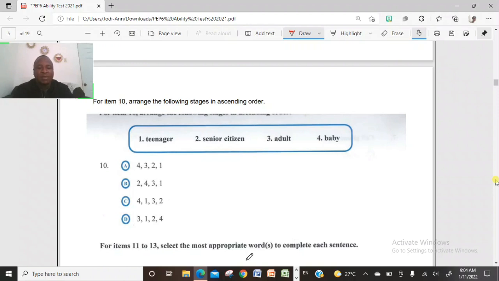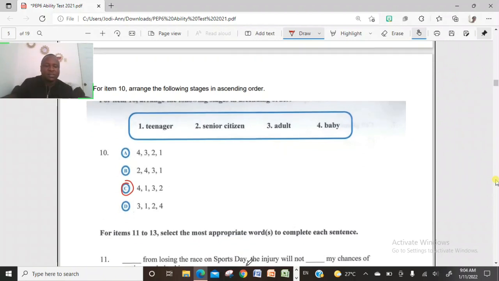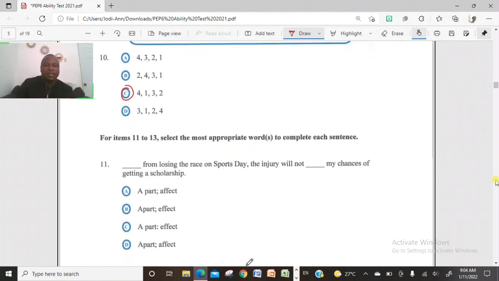So we can eliminate B and we can eliminate D. After baby, the options that are there are teenager and adult and senior citizen. After baby, we go straight into teenage. That's the other one that is there. So teenager, so it's 4-1, and then adult, 4-1-3-2. Which one is 4-1-3-2? That's C. Paper is very easy so far.